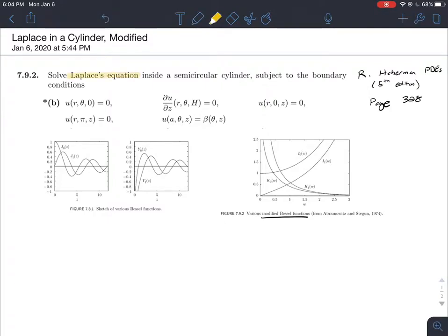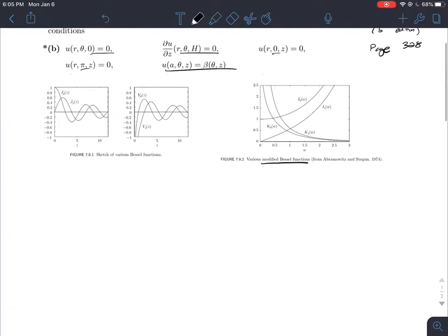So we're told to solve Laplace's equation inside a semicircular cylinder subject to these interesting boundary conditions. We're told at the bottom we're equal to 0, at the top we're equal to 0, and that this cylinder is basically half a circle, a semicircle, and we're told the boundary conditions on those sides, and then the lateral boundary condition. I know I've been throwing a lot of words here, but let's draw the shape.